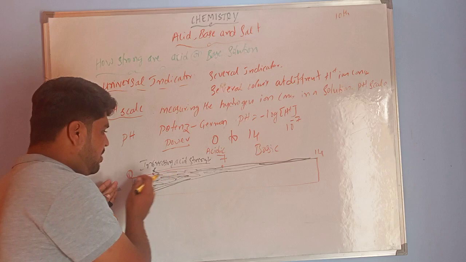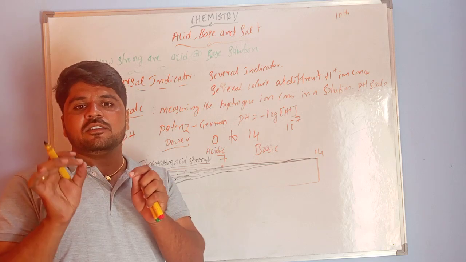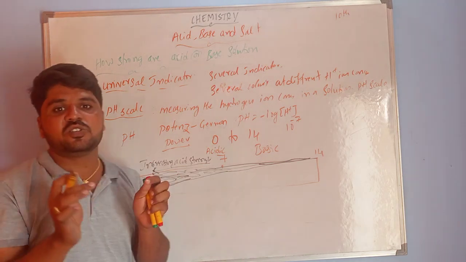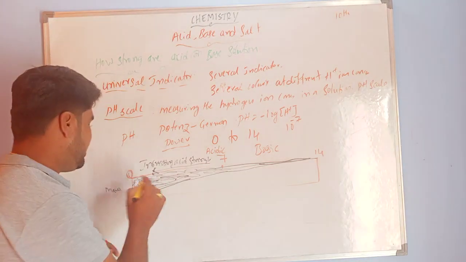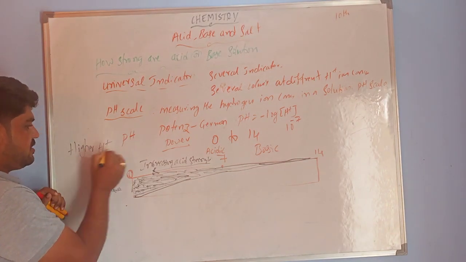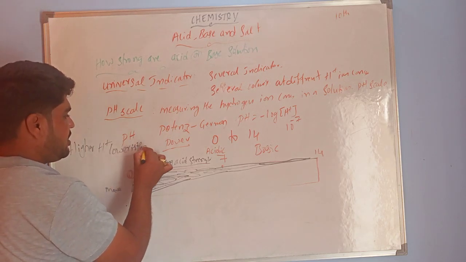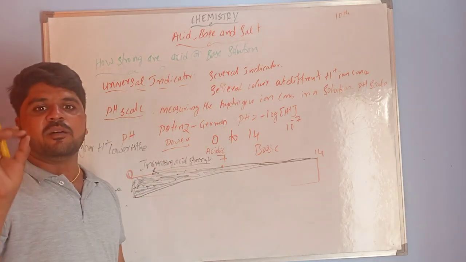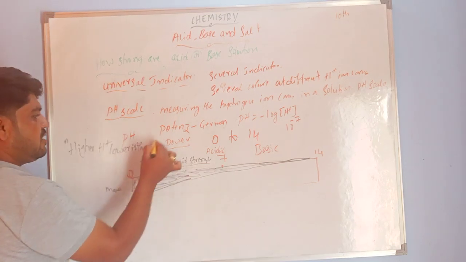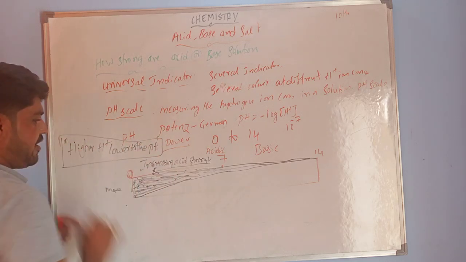See, the main important thing, please note this. If there are higher hydronium ions or hydrogen ions, higher hydrogen ions show lower pH values. Lower is the pH value. Please note this point. This is very, very important.